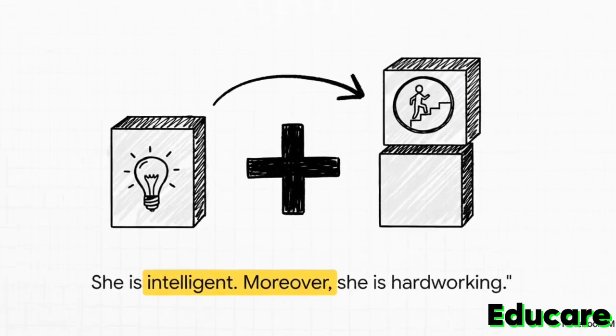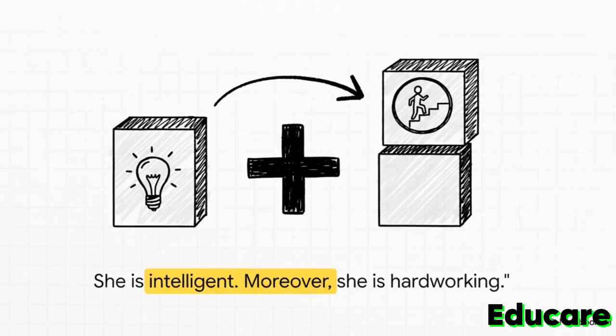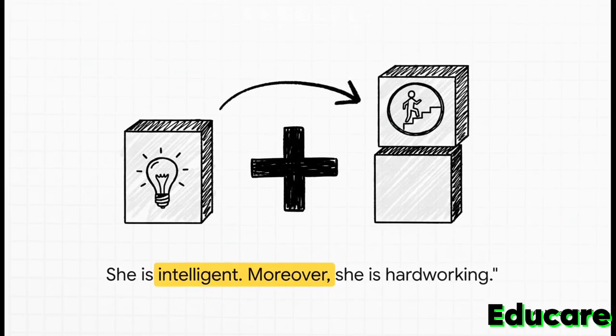Okay, first up is addition. These are the words you pull out when you want to stack similar ideas or just add more information. So instead of just listing facts, a word like moreover is basically telling your reader, hey, hold on, here's another point that totally supports what I just said. It adds weight and creates a stronger connection.